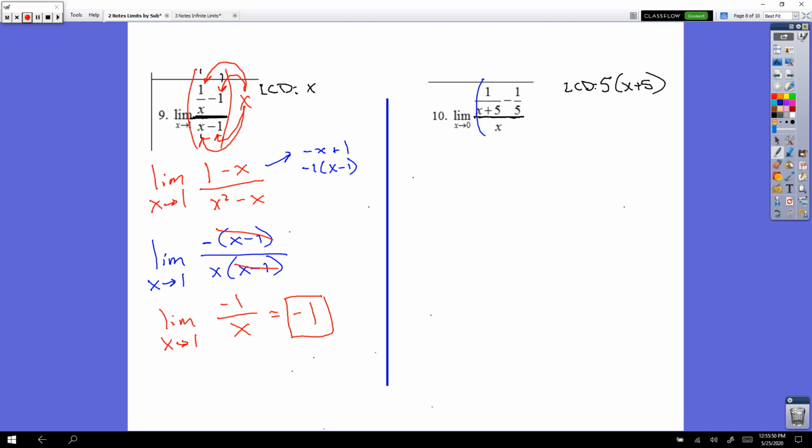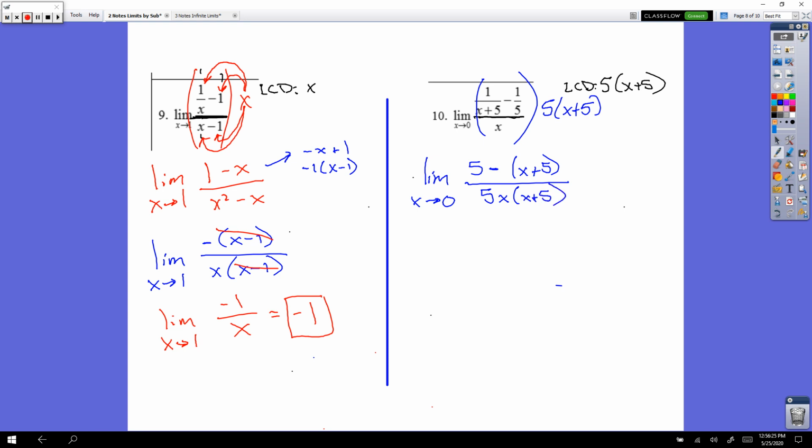So multiplying everything by 5(x plus 5): 1 over x plus 5 times 5(x plus 5). The x plus 5s would cancel, and I would be left with 5. Minus 1/5 times 5(x plus 5). The 5s would cancel, and I'd be left with just the x plus 5. And then multiplying it to the denominator, nothing's going to cancel. So I would have the 5, the x that's already down there, and the x plus 5.